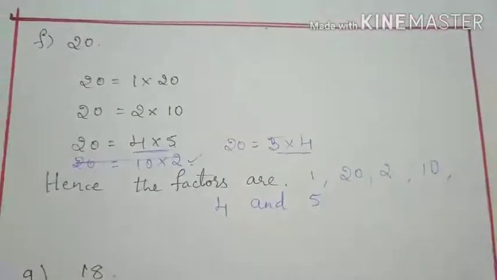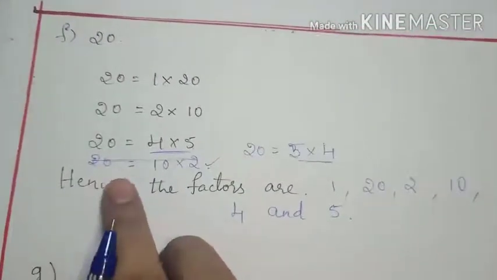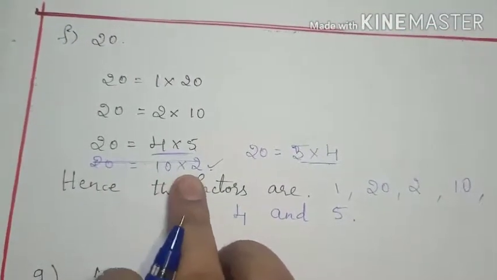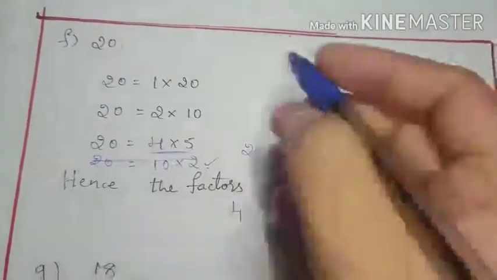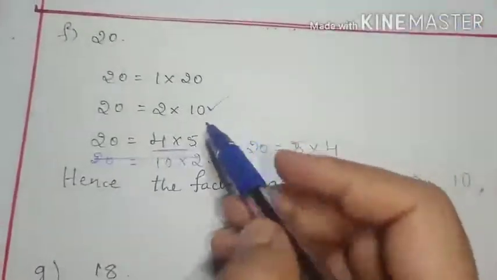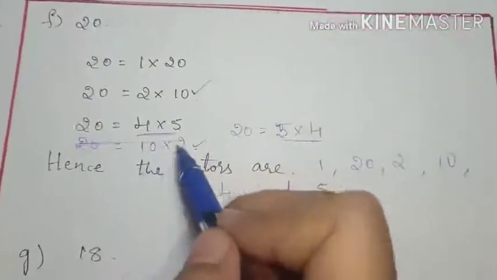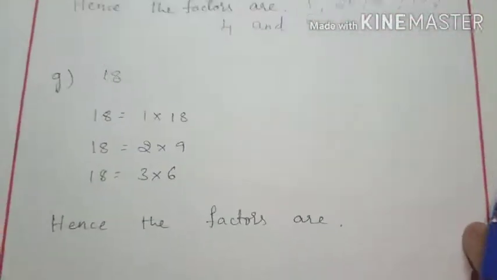So if you write 20 is equal to 10 into 2, no problem. 10 and 2 are the factors themselves. It is already repeated here also, 2 and 10. You can write both ways. 2 10s are 20, 10 2s are 20. Both are the same.